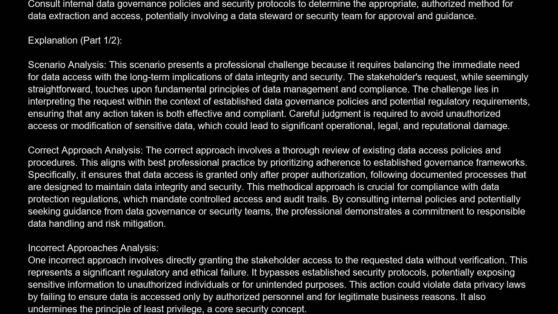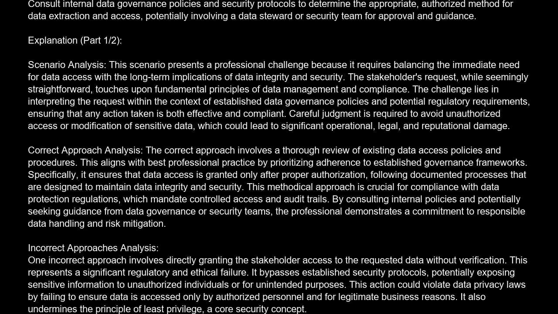Explanation. Scenario analysis. This scenario presents a professional challenge because it requires balancing the immediate need for data access with the long-term implications of data integrity and security. The stakeholder's request, while seemingly straightforward, touches upon fundamental principles of data management and compliance. The challenge lies in interpreting the request within the context of established data governance policies and potential regulatory requirements, ensuring that any action taken is both effective and compliant. Careful judgment is required to avoid unauthorized access or modification of sensitive data, which could lead to significant operational, legal, and reputational damage.